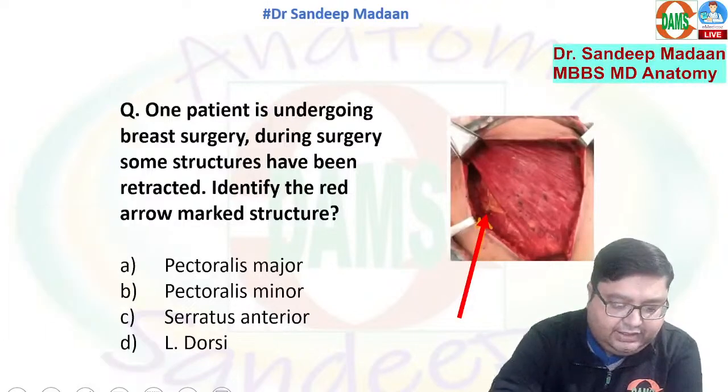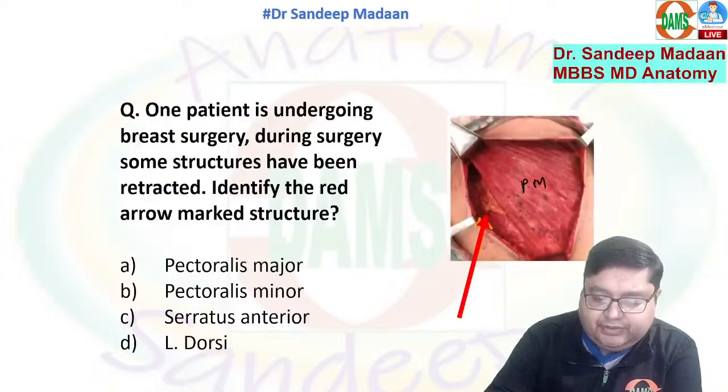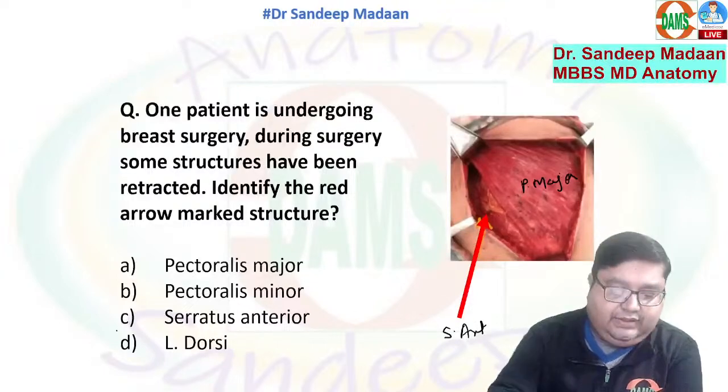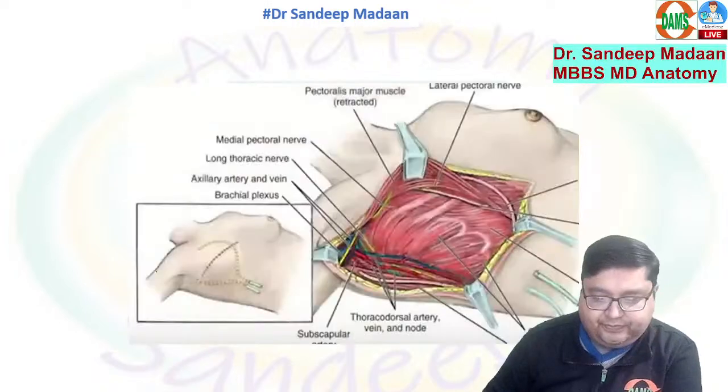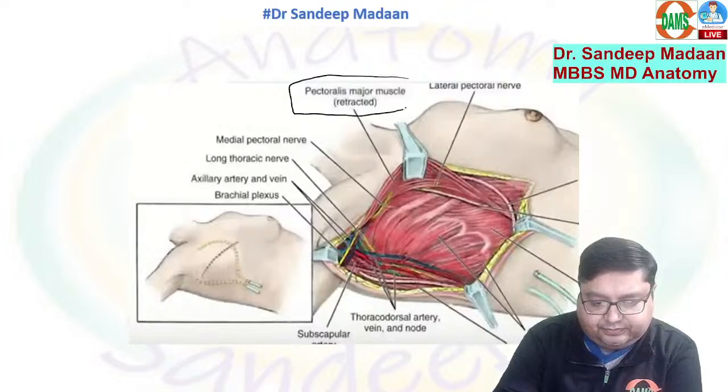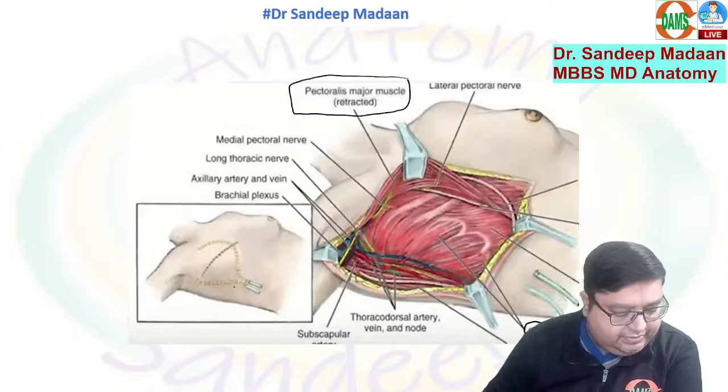Deep to the pectoralis major, of course, pectoralis minor will also be present, but these structures will be retracted. In the lateral aspect, this structure is serratus anterior because laterally below the breast tissue lies the serratus anterior. C will be the correct answer. And here you can see the pectoralis major muscle has been retracted for the breast surgery, and then in the lateral aspect, what is related to it is the serratus anterior muscle. Serratus anterior muscle is present over here.